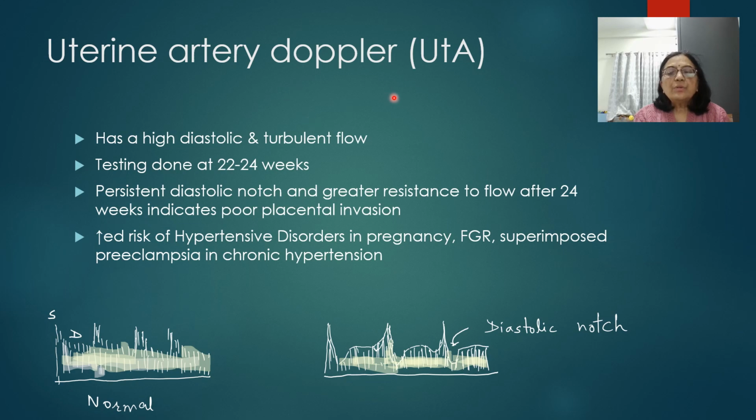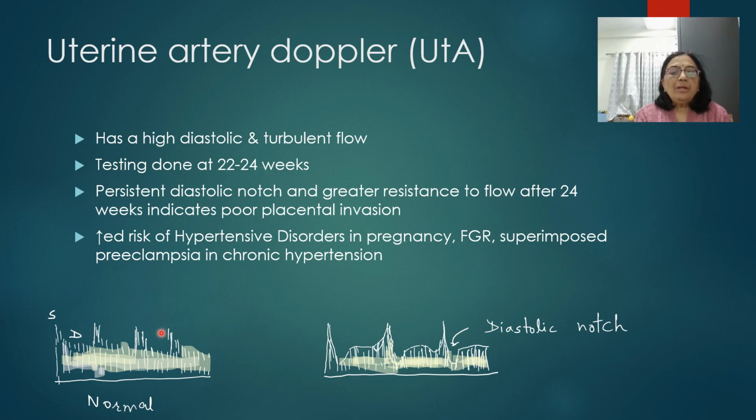Uterine artery helps us to understand how the placental development has taken place and whether the degree of remodeling of spiral arterioles or arteries is normal or not. That is why we do the testing at 22 to 24 weeks, because normally we know that the secondary invasion is getting completed by 24 to 26 weeks of pregnancy.